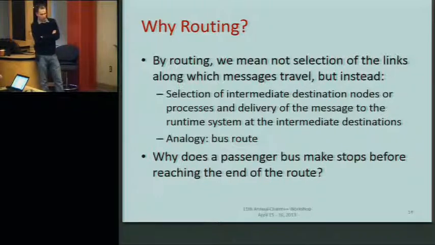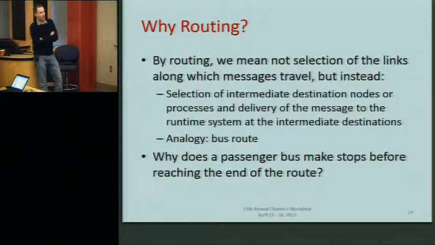So then we should talk about routing. TRAM is the topological routing and aggregation module. And this is, in some ways, maybe the more tricky aspect to explain. And I thought about a good analogy for this, and a good way to explain why we are looking at routing.